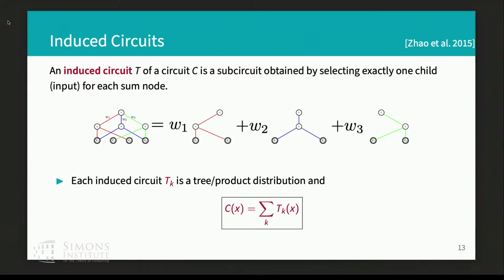Which means that you can have this view of probabilistic circuits as a mixture model, right? And if your leaves are Gaussians, then it's just a Gaussian mixture model, except that the number of induced trees is exponential in the size of the circuit. It's like a Gaussian mixture model with exponentially many components, except also that these components share some of the parameters, right? So it is, but it isn't.